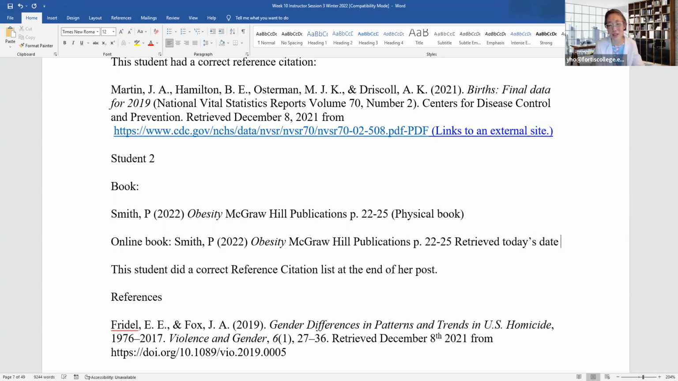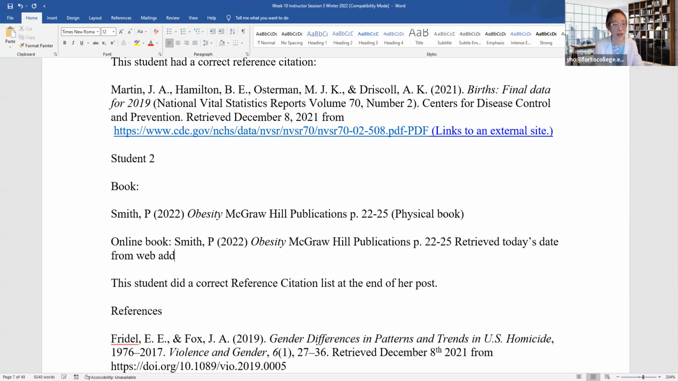Whatever today's date is, whatever the address is. So an online book is similar. It's like a cross between a website and a book, you see. And you don't need to write "print" for a physical book, although in the older versions of APA, people used to write that.